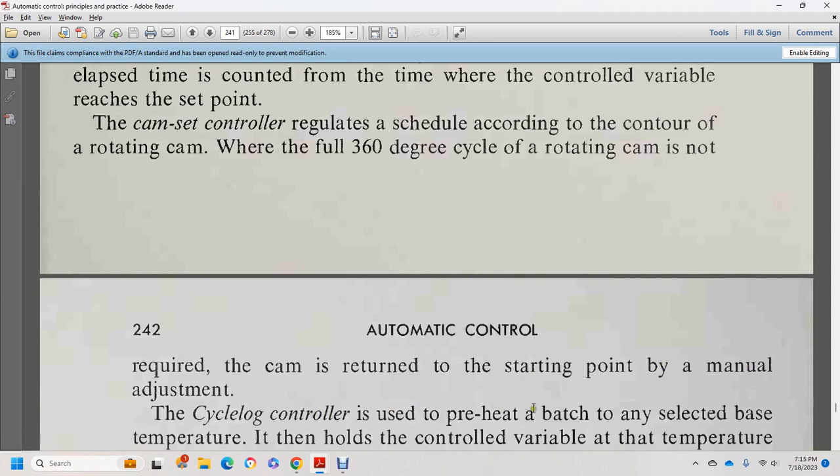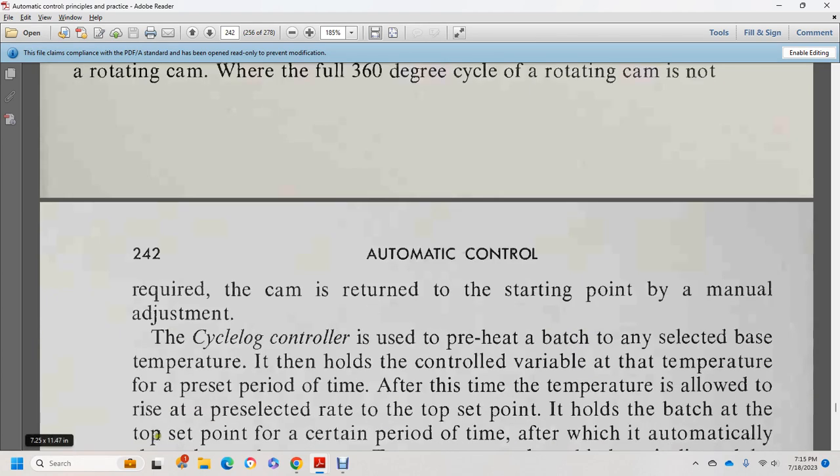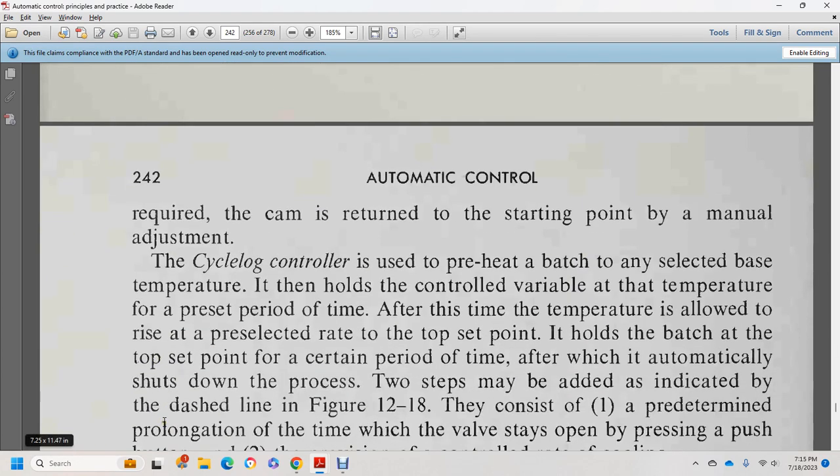It controls the preheat of the batch to any selected base temperature. It can hold the control variable at the temperature preset for a period of time, and when the temperature arrives at the pre-selected rate at the top set point, it holds the batch at the top set point for a certain period of time and then automatically shuts down. The two-step process may be averaged, as indicated by the dash line in figure 12.18.